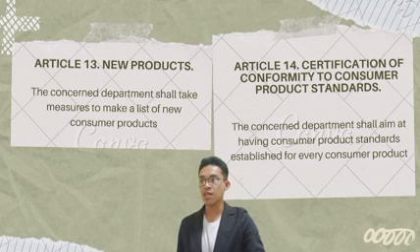Article 14, the certification on conformity to consumer product standards. The concerned department shall aim at having consumer product standards established for every consumer product so that the consumer products shall be distributed in commerce only after inspection and certification of its quality and safety standards by the department. So, katong mga manufacturer, mga business owner, or a company shall avail of the Philippine Standard Certification Mark, which the department shall grant after determining the product's compliance with the relevant standard in accordance with the implementing rules and regulations.